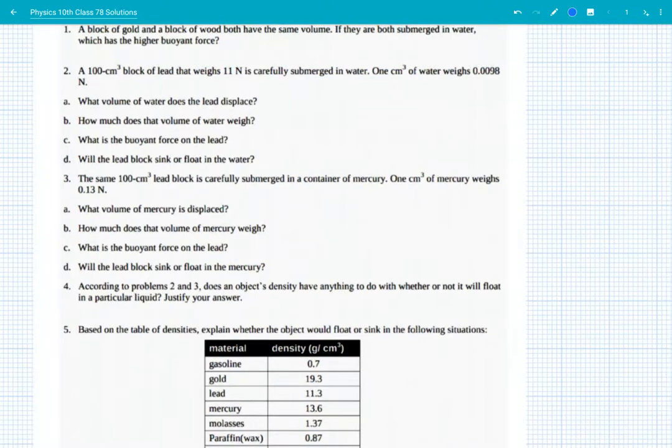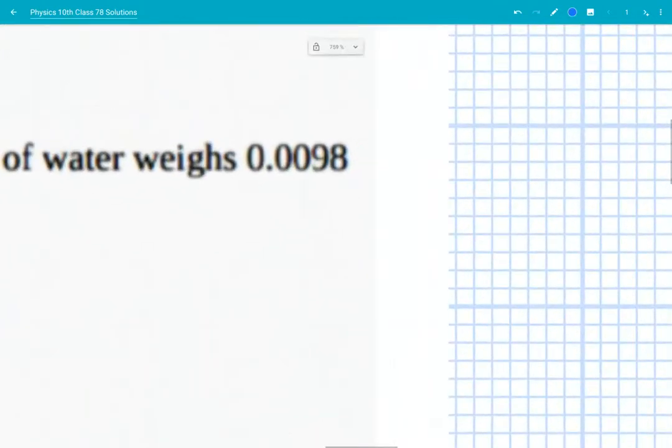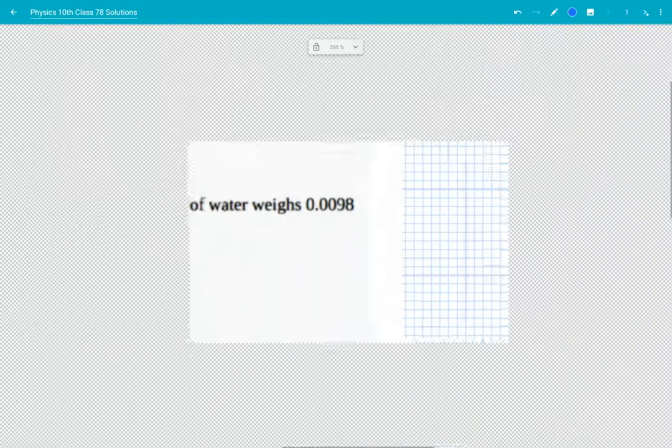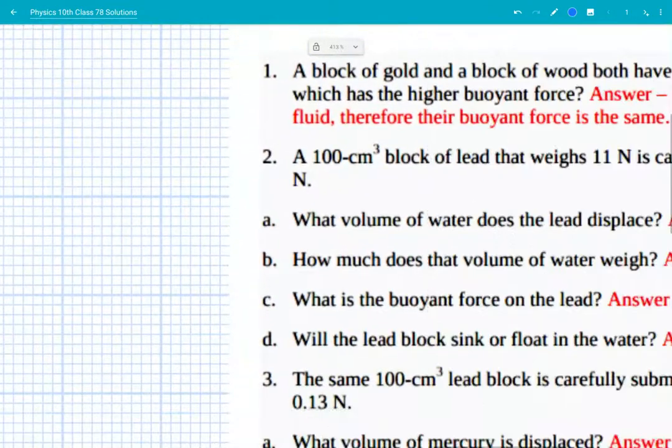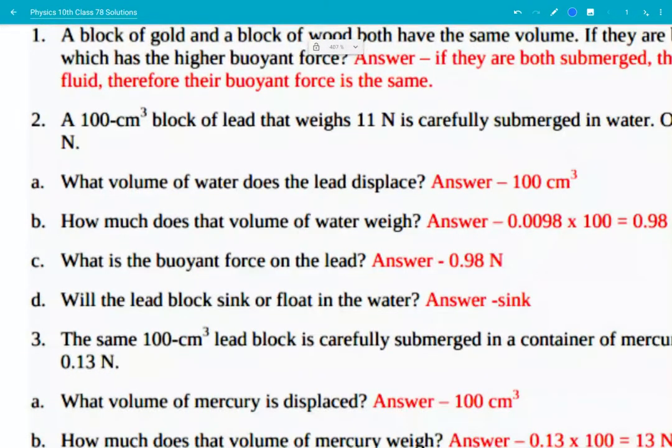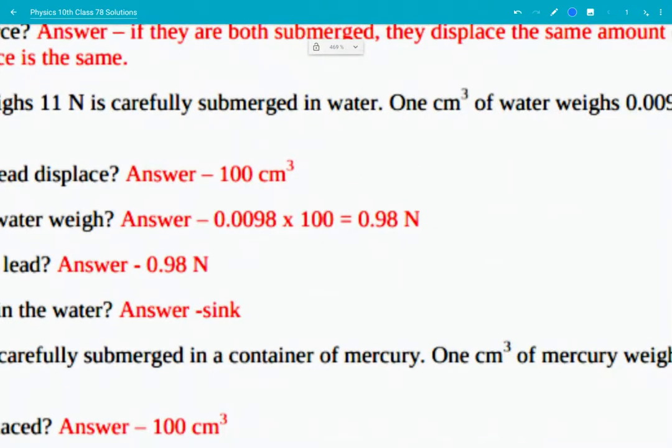Next question. How much does that volume of water weigh? Well, we know that 1 centimeter cubed of water weighs this much. So the question is, how much does 100 centimeters cubed of water weigh? Well, 1 centimeter cubed is 1/100th of this volume. So we just need to multiply this weight, this force due to gravity, by 100. In other words, just take this decimal and move it 2 places. So your answer is going to be 0.98. And for B, there's the answer, 0.98 newtons.